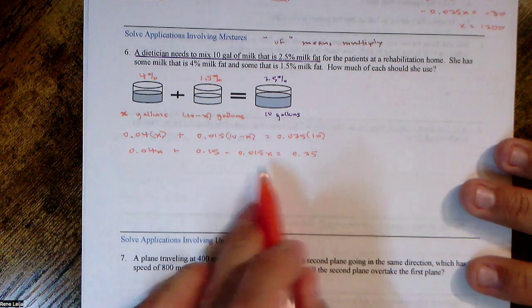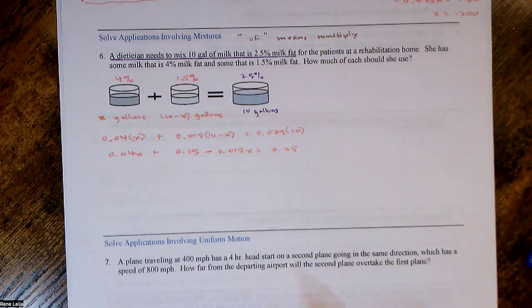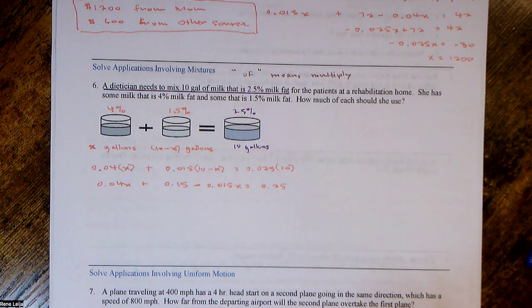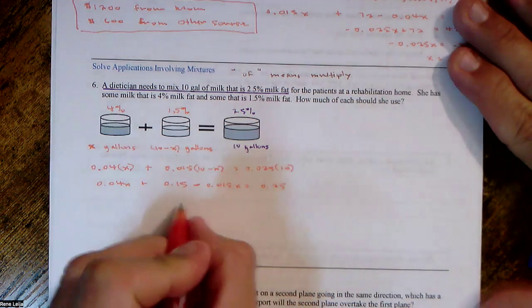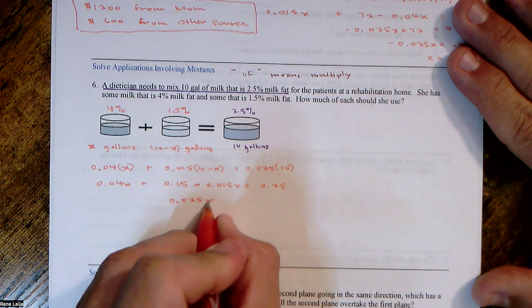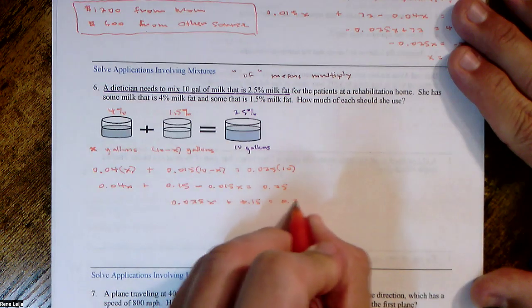Okay, now I'm going to combine my like terms, but be careful. So let me pull the calculator back up. Again, I don't know if you're going to see this. Okay, so we have 0.04 minus 0.015. Okay, so that's going to give us 0.025x plus 0.15 equals 0.25.